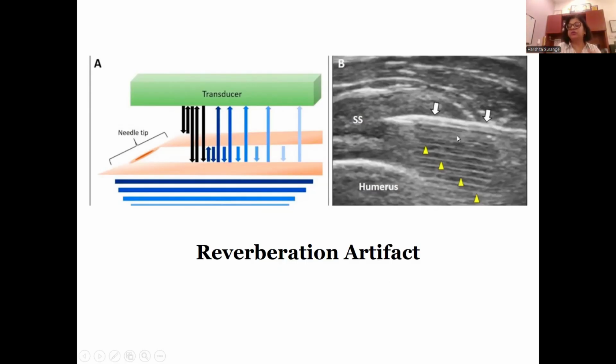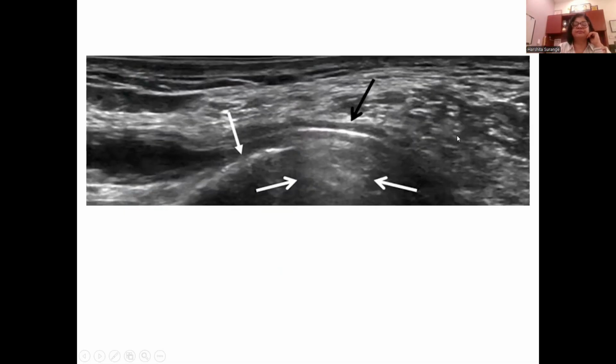And how to overcome it? You just change the angle of the probe. The moment you change the angle of the probe, this reverberation artifact will just vanish. Now, this is a metallic implant, and that's the bone, that's the knee. Okay, so this is the femur, and that's the metallic implant.